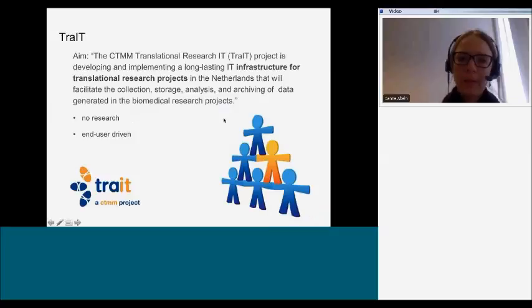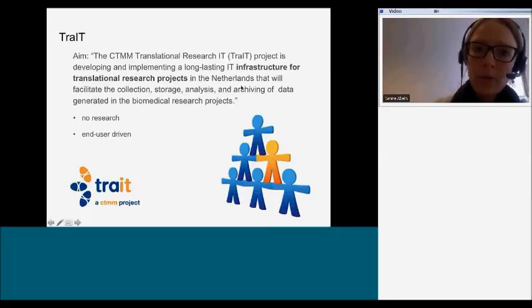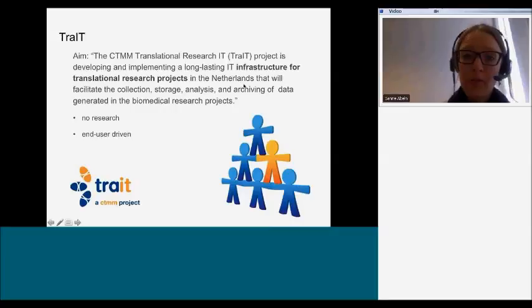Right. So if we now look at TraIT, I think TraIT has now been going on for about 4 years. TraIT was set up as an infrastructure project, very specifically stating that it was not with the aim to produce research within this project. So it's really an infrastructure project for translational research, human data mostly in this case.